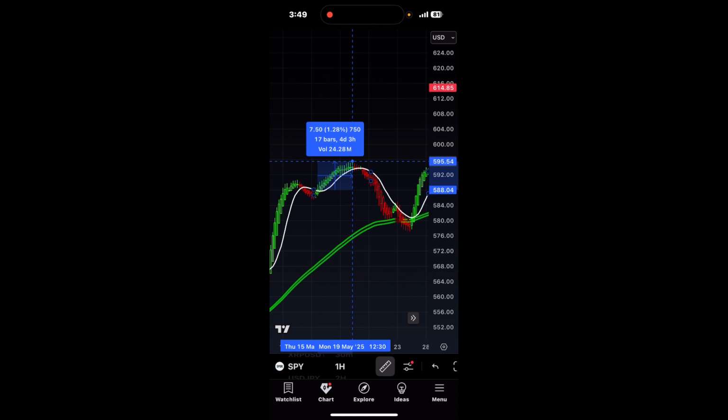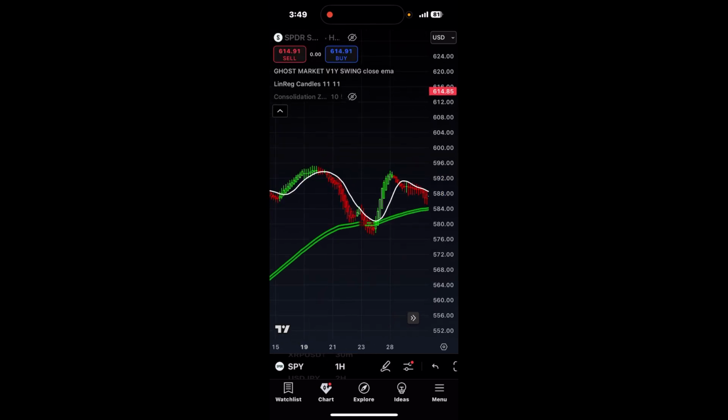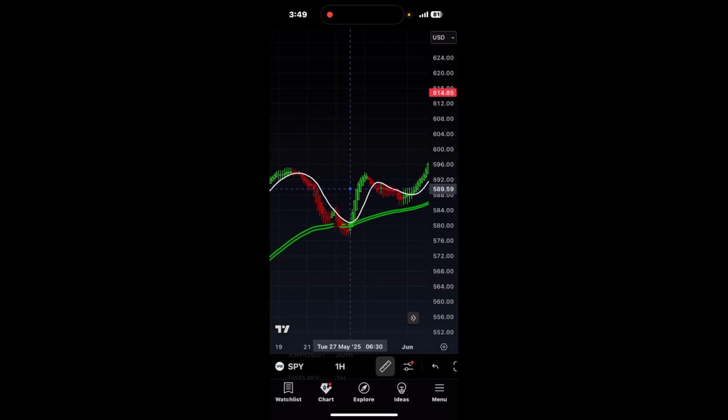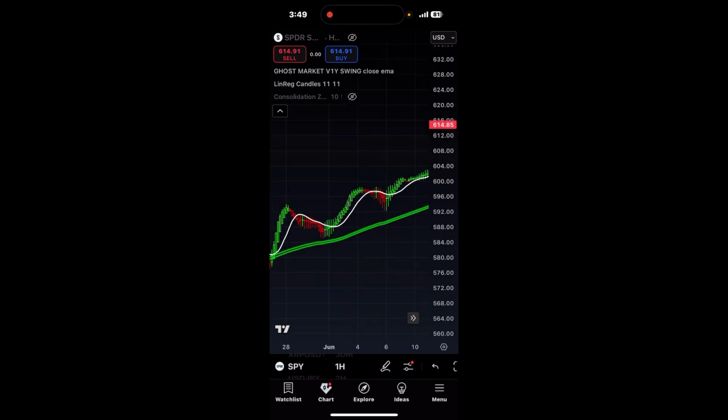You could have come in here, rode this out, and this could have been about $750. It comes back down against the trend for a retracement. Comes back up through it again, and you could have entered right here, and you could have made about, this was a $1,255 move in one day.